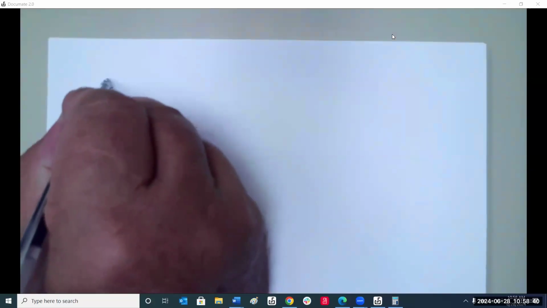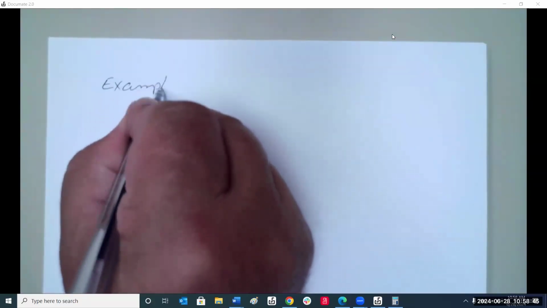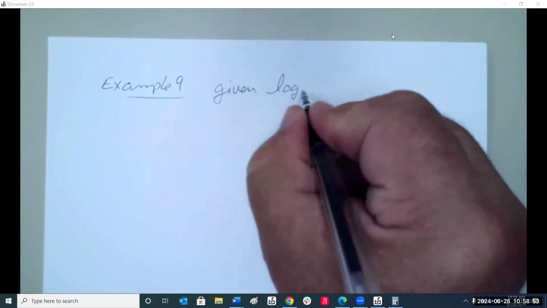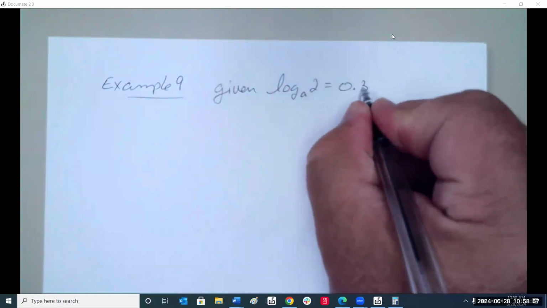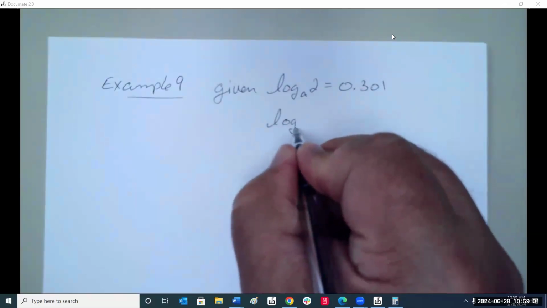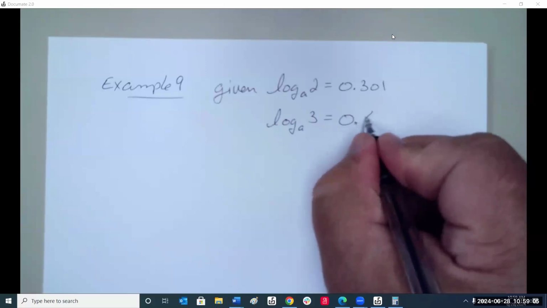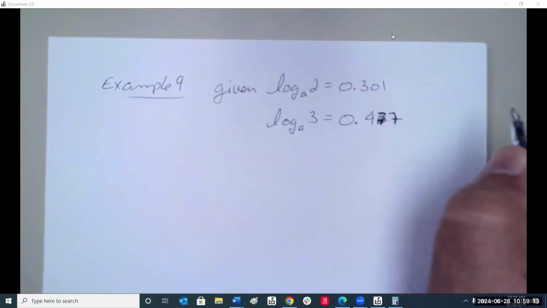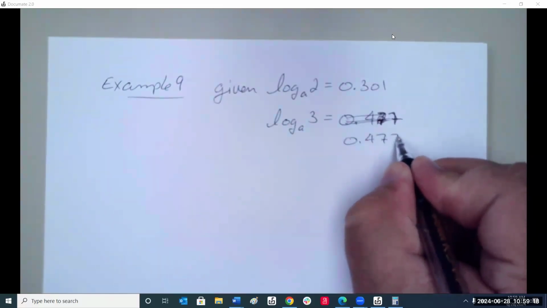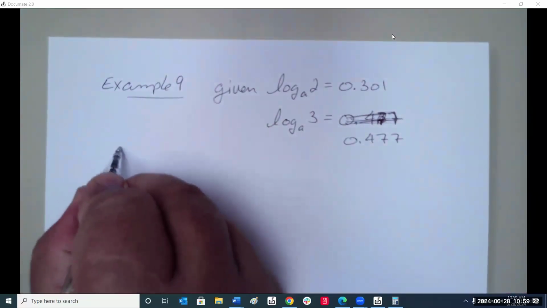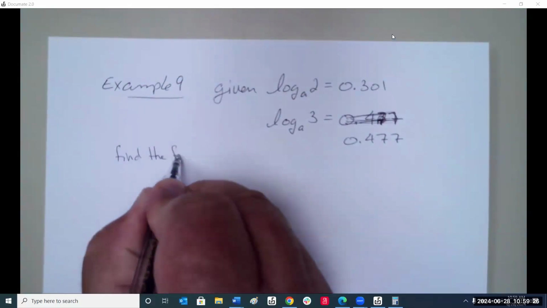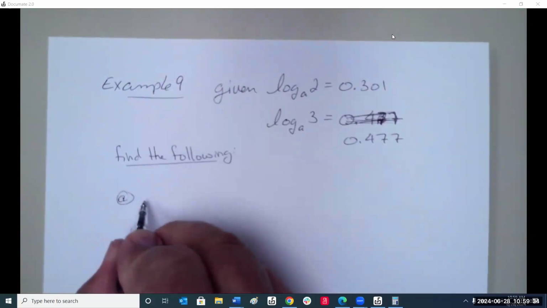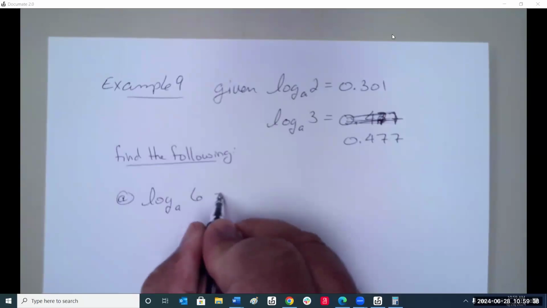Example 9 is an interesting question. It says, given that log base a of 2 is equal to 0.301 and log base a of 3 is 0.477. Find the following. A. Log base a of 6.